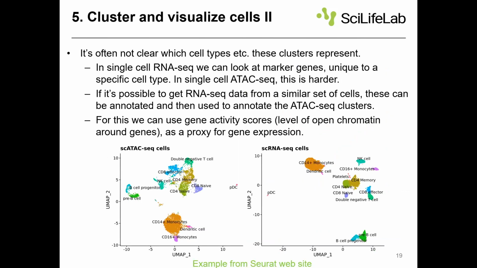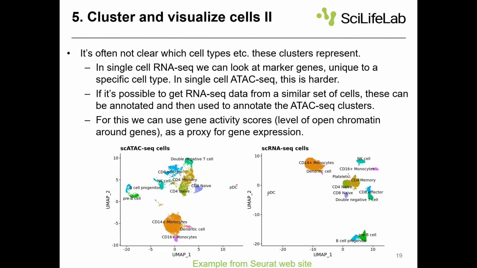And one thing that's a bit more tricky with the ATAC-seq compared to single cell RNA-seq is annotating these clusters, so finding out which cell type they represent. Because in RNA-seq, you have your marker genes, and you can just use them and you know what cell types you have. But here you just have these peaks.